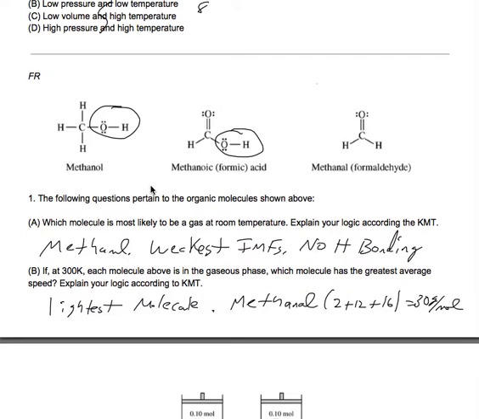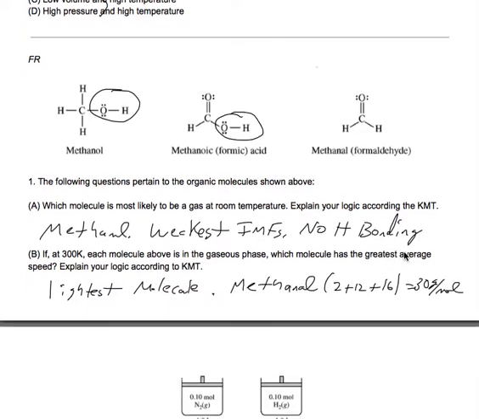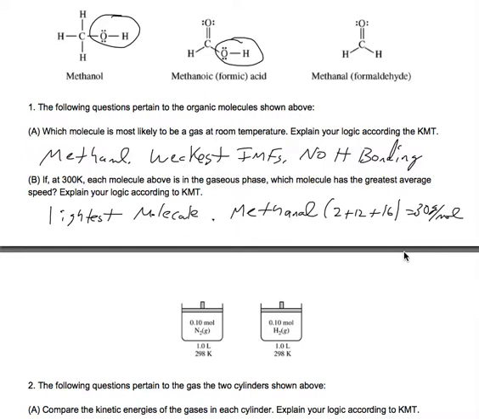For this free response problem, A, which molecule is most likely to be a gas at room temperature? Well, that's going to be methanol, the one here on the right. It's going to be most likely to be a gas because although they're all polar and they all exhibit London dispersion and dipole-dipole forces, methanol is not strengthened by hydrogen bonding. Thus, its attractive forces are the weakest, and it's most likely to be a gas.